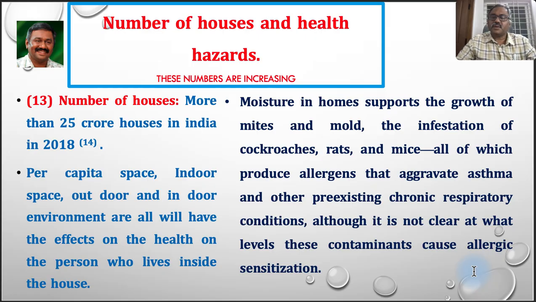Moisture in the home supports the growth of mites and mold. The infestation of cockroaches, rats and mice, all of which produce allergens, aggravates asthma and other pre-existing chronic respiratory conditions, although it is not clear at what level these contaminants cause allergic sensitization.